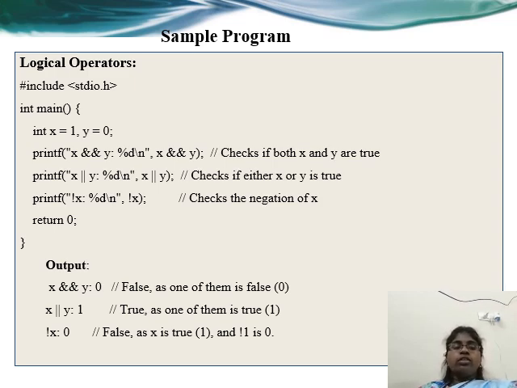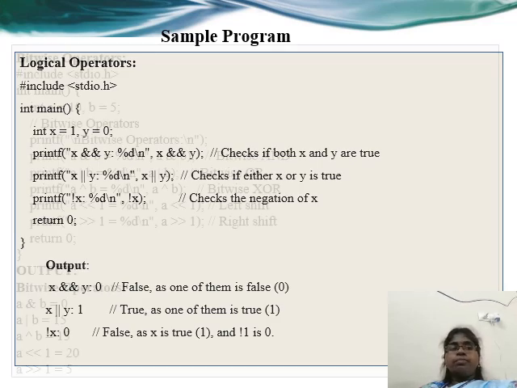Next, not x equals 0. It gives the opposite value: if x is 1, then the value is 0. If the value is true, then it gives false. So not x equals 0, false. So x is true, 1, and its negation gives the output value 0. This is the logical operator.